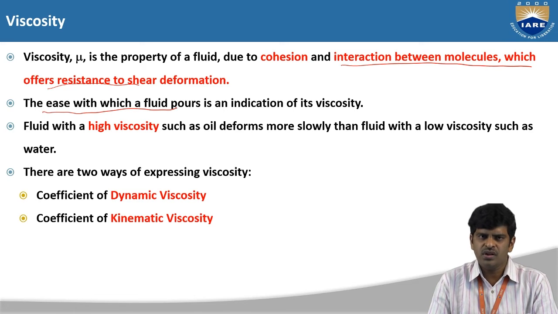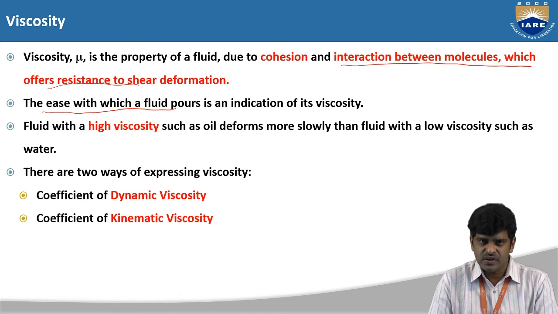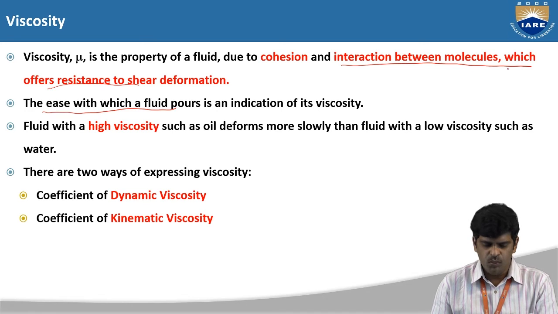For example, when we pour oil on the floor, the ease of flowing of the oil is very low when compared to any other less viscous substance such as water. If you consider water as an example and pour it on the floor, it will move easily without any resistance with respect to the surface, provided it is not a rough surface. But when we take oil on the same surface, due to its viscous nature, it may not flow freely. So that is what we mean when we say it is the interaction between the molecules which offers resistance to the shear deformation.